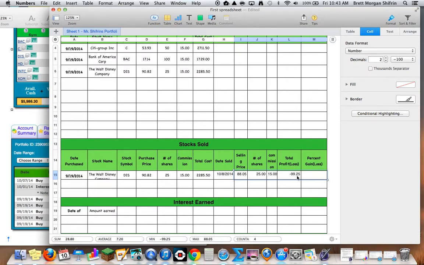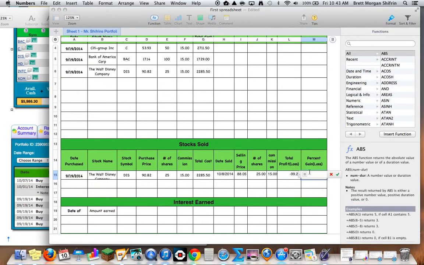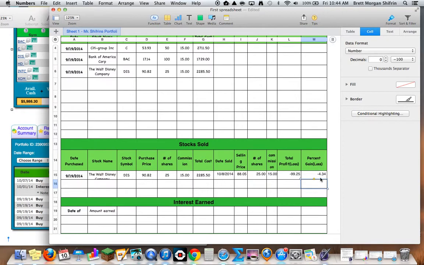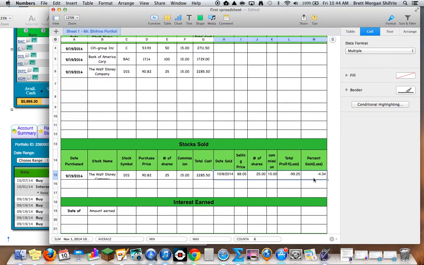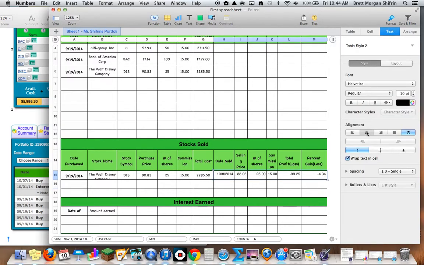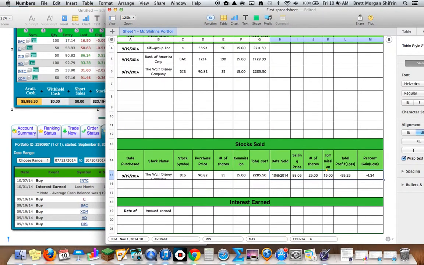So I lost 99.25. When I go to my percent gain or loss, I'm going to take my total profit or loss, divide by my initial investment, and multiply by 100. And you can see it was a loss of 4.34%. Do a little bit of formatting here to make it easy to read. I'm going to center it in the cell, and there we go. Okay, so that'd give you an example of how you could do that selling.